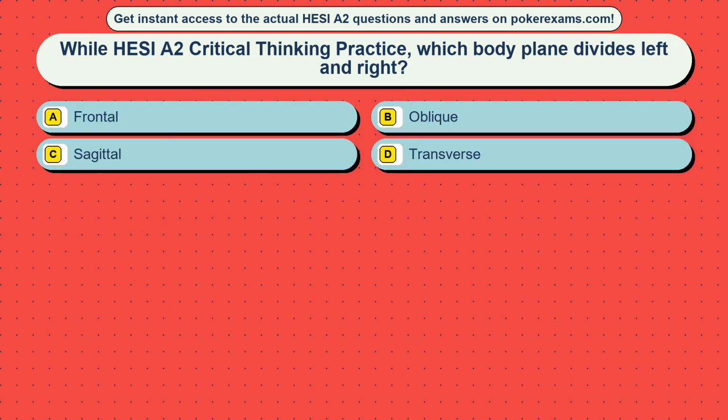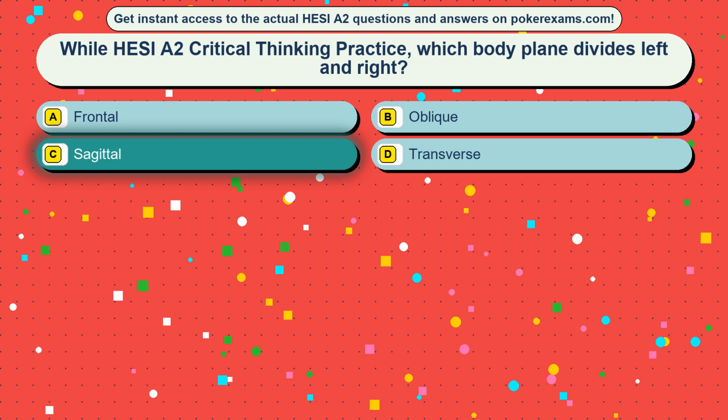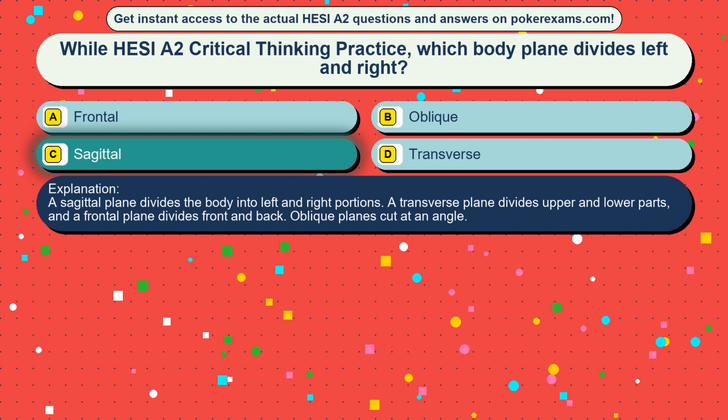Question 27. While HESI A2 critical thinking practice, which body plane divides left and right? Option A, frontal. Option B, oblique. Option C, sagittal. Option D, transverse. The correct answer is option C, sagittal. A sagittal plane divides the body into left and right portions. A transverse plane divides upper and lower parts, and a frontal plane divides front and back. Oblique planes cut at an angle.